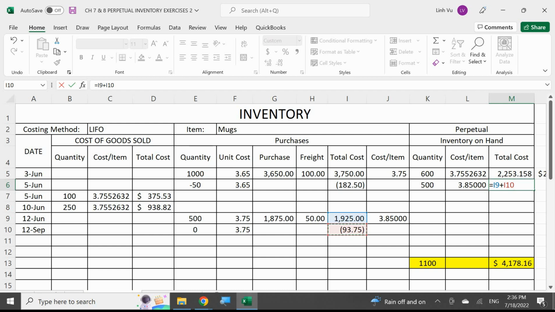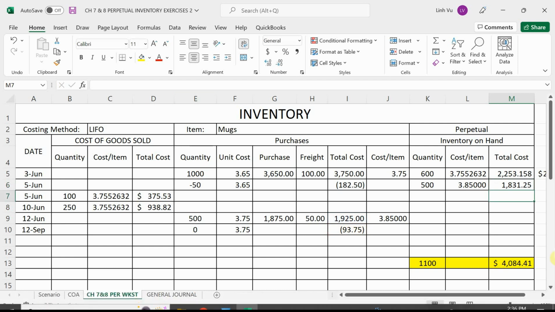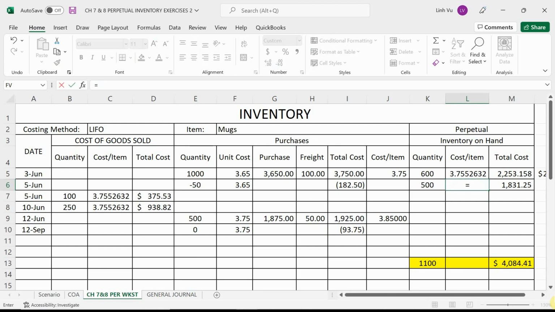I have $1,831.25. Good. All right. 1,831.25. So therefore, I have to adjust my cost per item here. So in this case, what is 1831.25 divided by my quantity of 500? I need to type in my numbers here because I can't cell reference, because these numbers are going to constantly change.